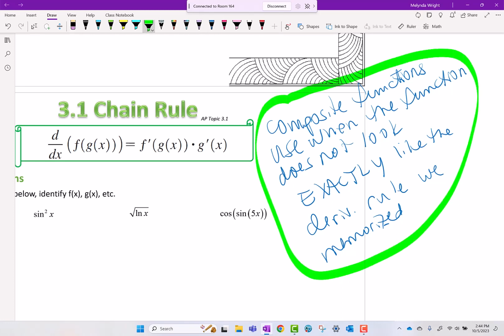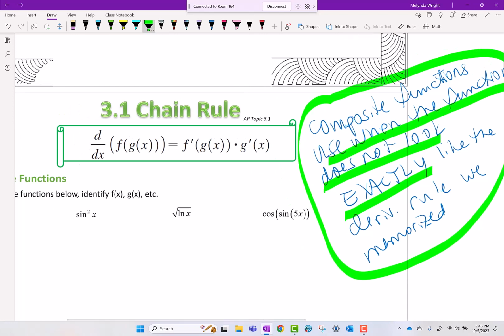I will have to admit that it's very frequently overlooked, which is why I have a stamp that says chain rule, because my hand got so tired writing chain rule over and over again on the paper that I thought, I need a stamp. That should tell you to be careful. That's why I'm saying you want to always think about chain rule, okay? Use it when the function does not look exactly like the derivative rule you memorized, which is pretty much all the time.